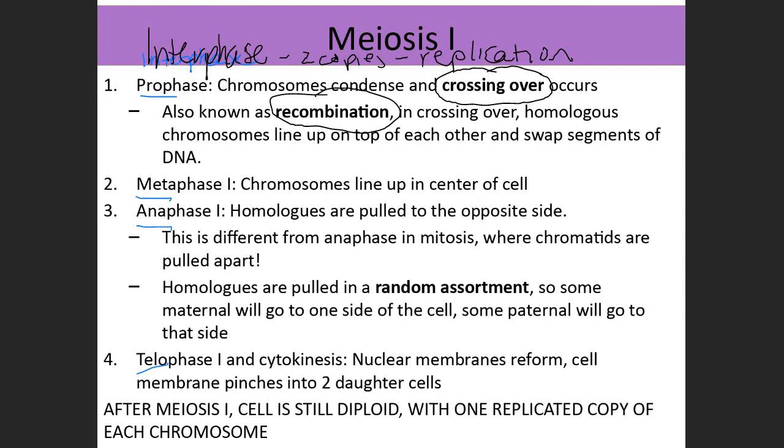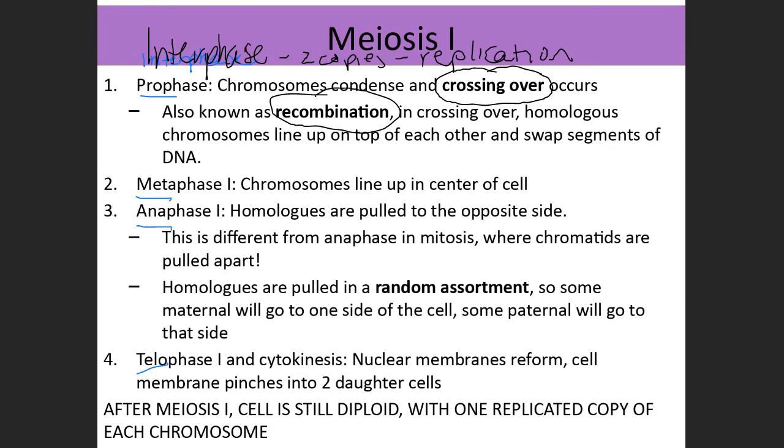So we have our prophase, everything condenses. Then we have metaphase, things are going to line up in the middle, but they're going to do it slightly differently than before. And then anaphase, again, they're going to get pulled apart, and then telophase. The cells are going to divide. We now have 2 cells where we had 1 before.